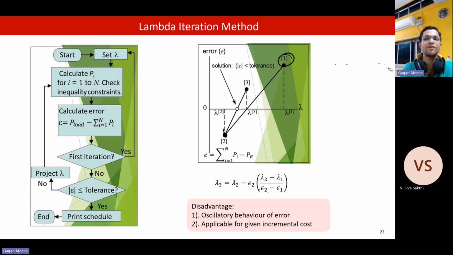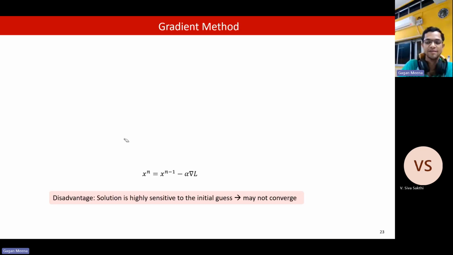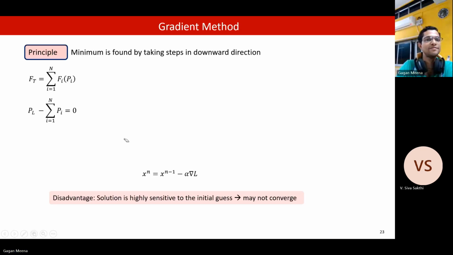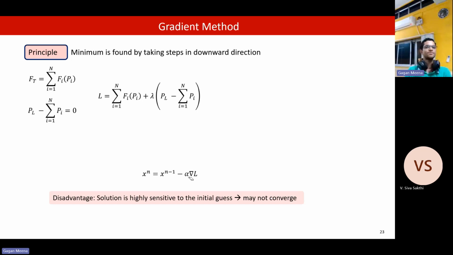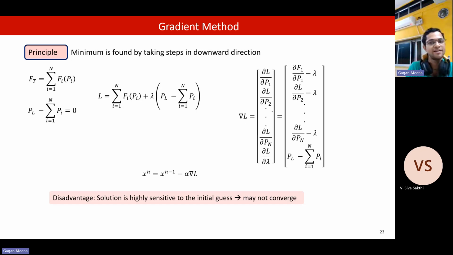And for that, we go for the gradient method. In the gradient method, the principle is to find the minimum by moving in the downward direction, taking steps in the downward direction. This is a function, the same minimization of cost, and this is our constraint. We find the Lagrangian and then take the gradient. We want to move in the direction of steepest gradient.